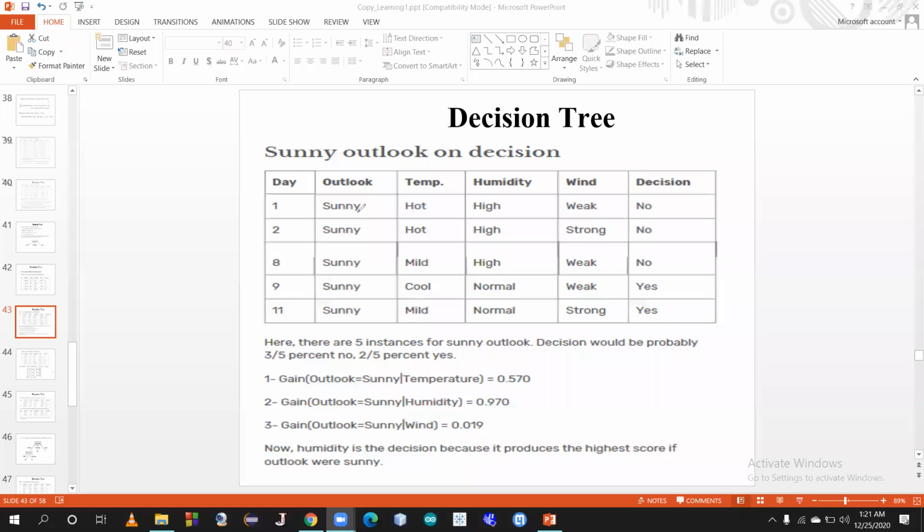However, if outlook is equal to sunny, we can see the reduced data set here. We do not actually reach a leaf node or a specific decision, as we had seen for outlook equal to overcast. So for outlook equal to sunny, we see that there is a mixture of decisions, some no's and some yeses.